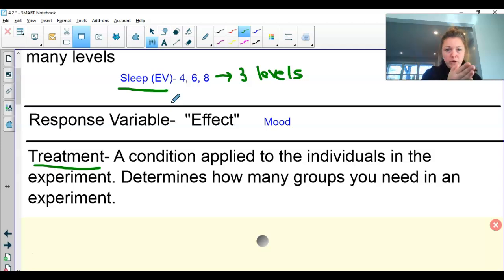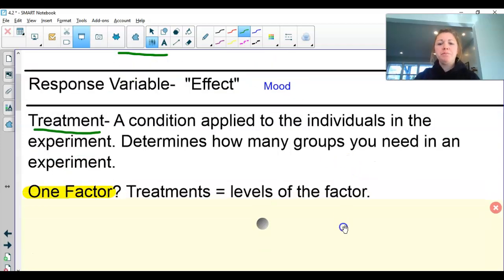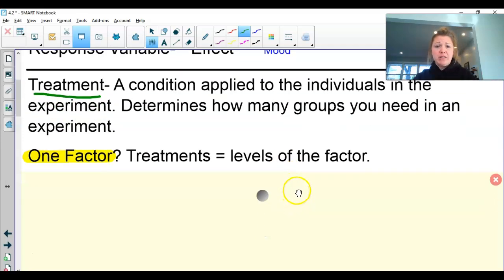I need 1 group for each treatment: 4, 6, and 8. I need a group for the 4 hours, I need a group for the 6 hours, and I need a group for the 8 hours. But here's the catch. If I have 1 factor, how many treatment groups you need is just the levels of the factor, like what I just said.